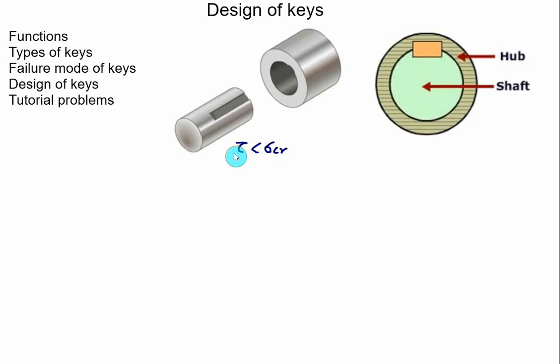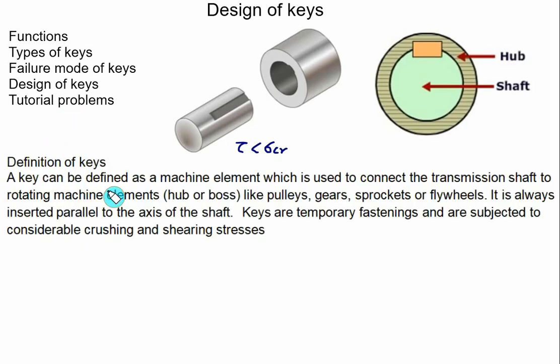In this video, we are going to discuss the function of key, then the types of key, failure modes of key, design of key based on the crushing strength and the shearing strength, and then we'll clear our concept by taking some tutorial problems. So a key can be defined as a machine element which is used to connect the transmission shaft to a rotating machine element, either a hub or a boss, like pulleys, gears, sprockets or flywheels. It is always inserted parallel to the axis of the shaft, and keys are temporary fastenings subjected to considerable crushing and shearing stresses.